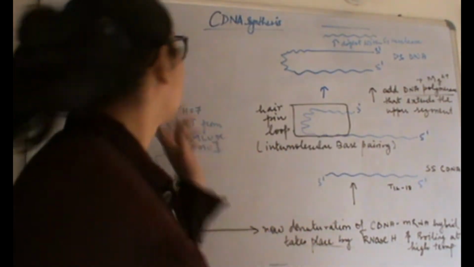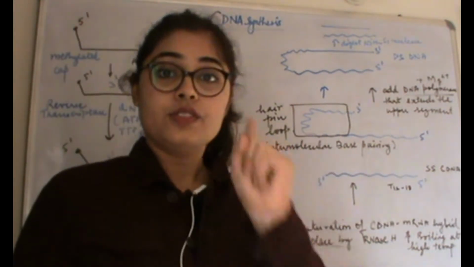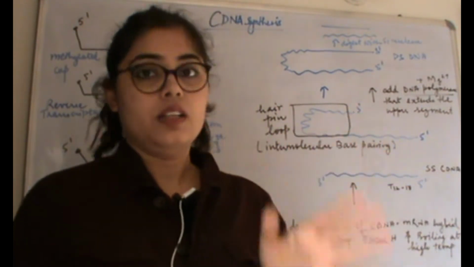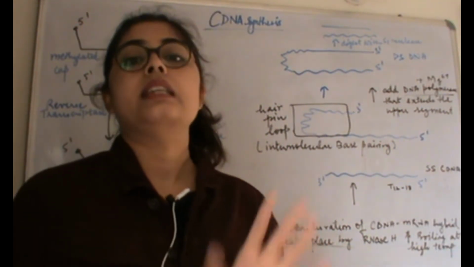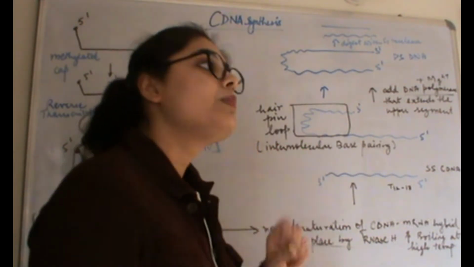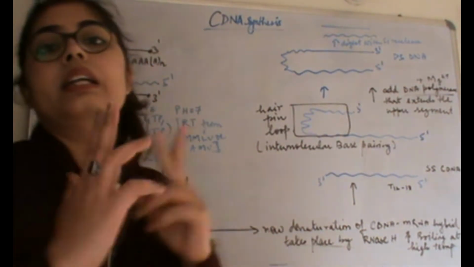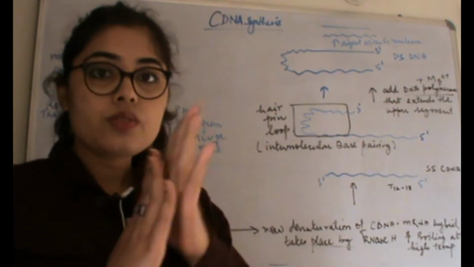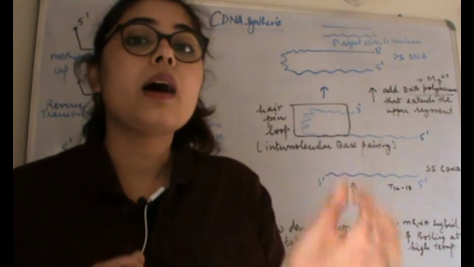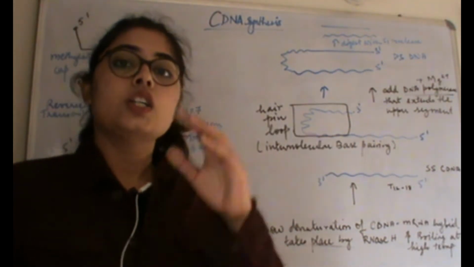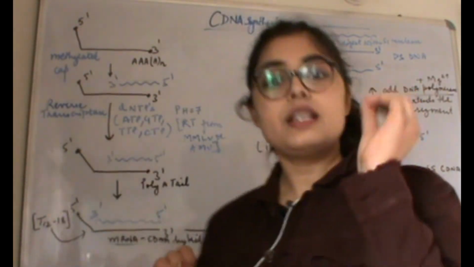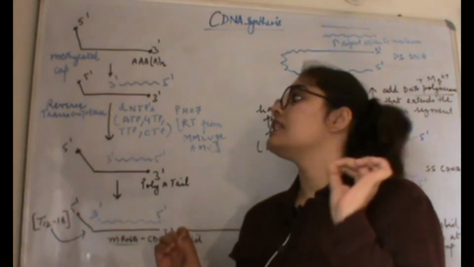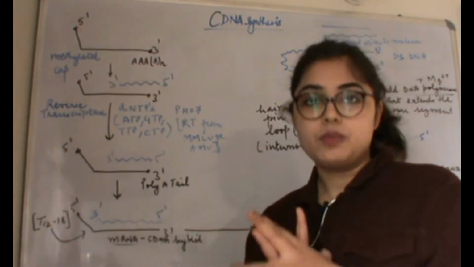So let's just start. What is cDNA? First of all, we need to know the full form of cDNA. cDNA stands for complementary DNA, right? So cDNA is a double-stranded DNA. Earlier it is not double-stranded; it is made from the mRNA template. So cDNA is complementary DNA which is made from the mRNA template using the enzyme reverse transcriptase.